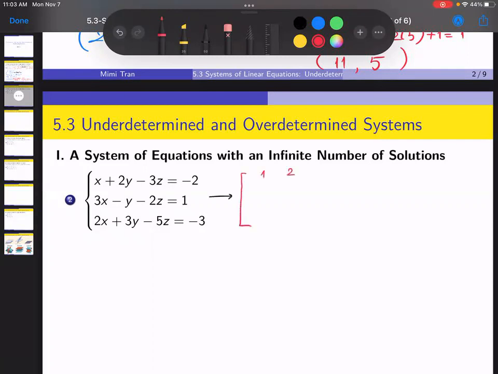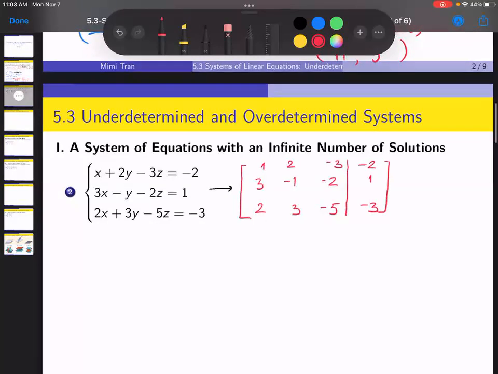One, two, -3. You probably get the arithmetic somewhere. 3, -1, -2. 1, 2, 3, -5, -3. All right. So identify your diagonal. That one. And then everything below it, there must be 0, right? So let's take care of that one first, 3.